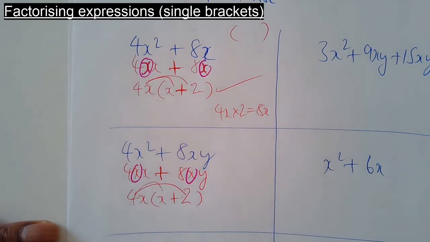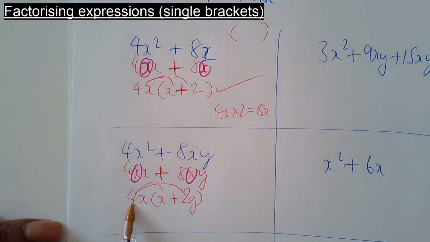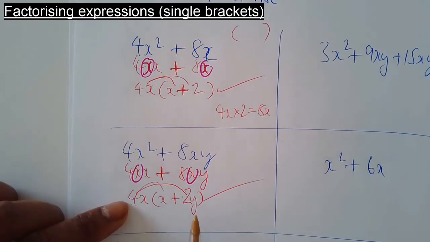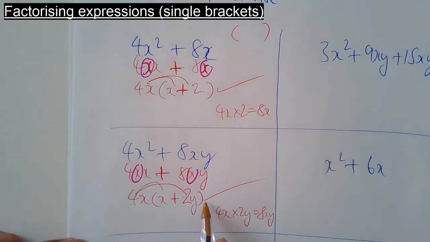It's 2. What letter didn't I circle? The y, so that goes there. So you can check 4x times 2y is 8xy. You can check here on the side, 4x times 2y: 4 times 2 is 8, x times y, xy. So that's correct.